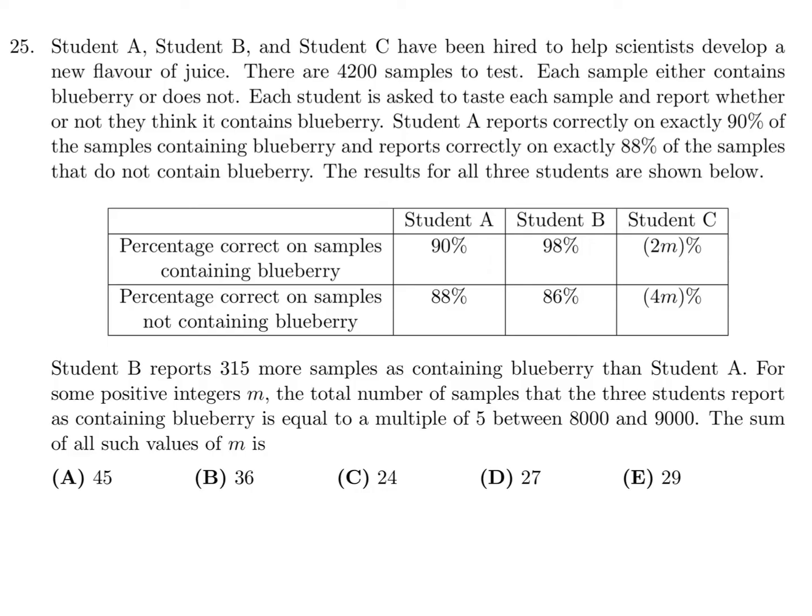The results for all 3 students are shown below. Student B reports 315 more samples as containing blueberry than student A. For some positive integer m, the total number of samples that the 3 students report as containing blueberry is equal to a multiple of 5 between 8,000 and 9,000. The sum of all such values of m is.